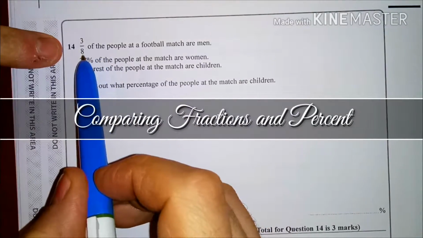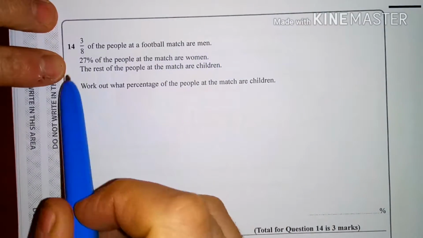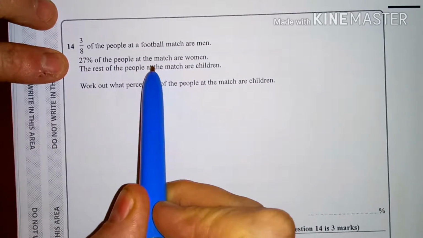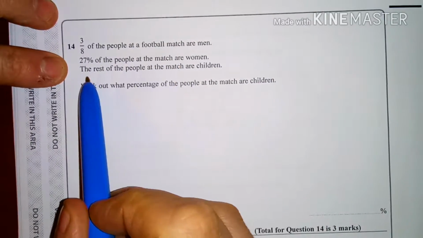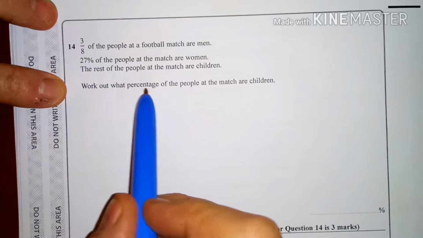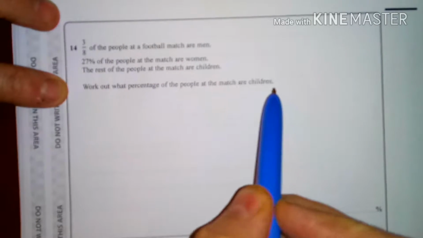Right, 3/8 of the people at the football match are men. 27% of the people at the match are women. The rest of the people at the match are children. Work out what percentage of people at the match are children.